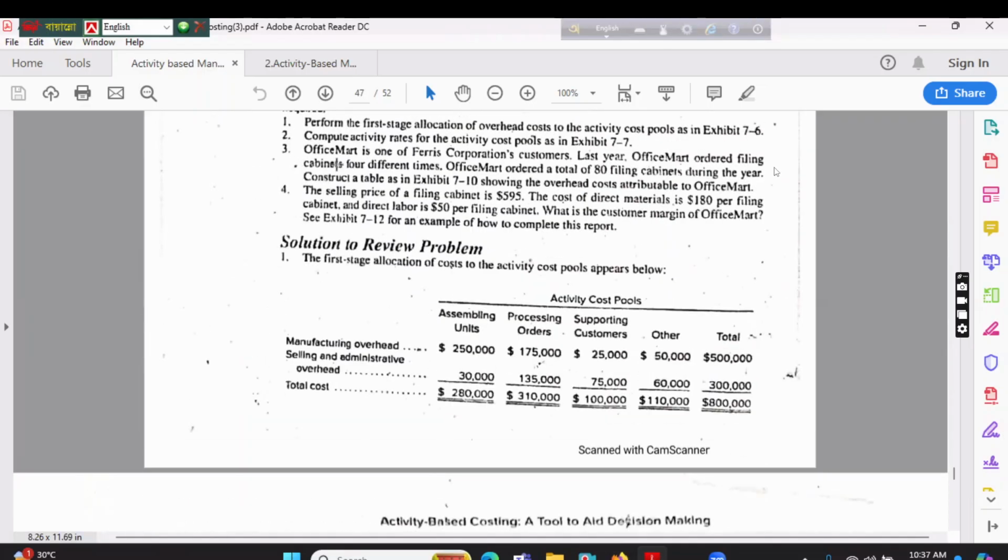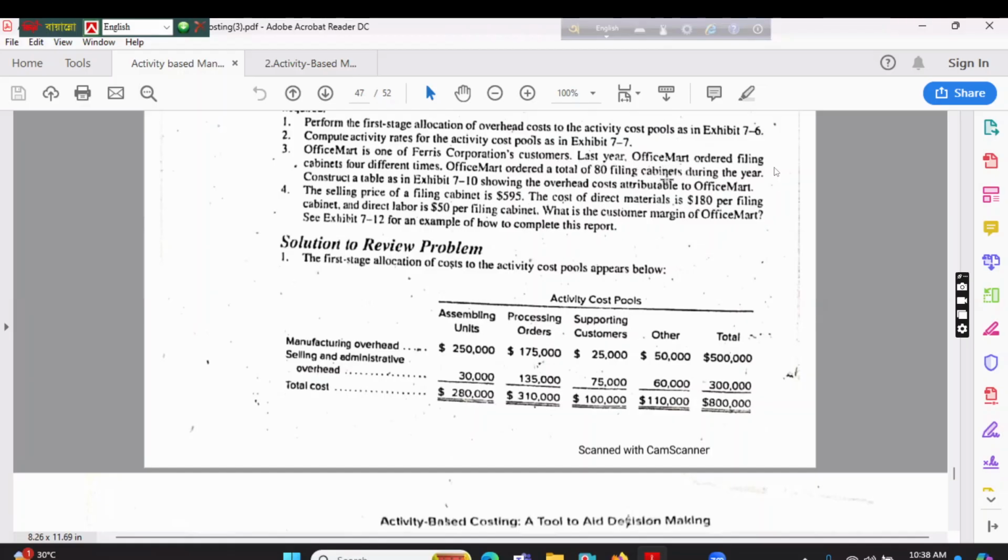Record 3. Office Mart is one of various corporations' customers. We assign cost to either product or customer. Here the cost object is customers. Office Mart is one of the Ferris Corporation's customers.